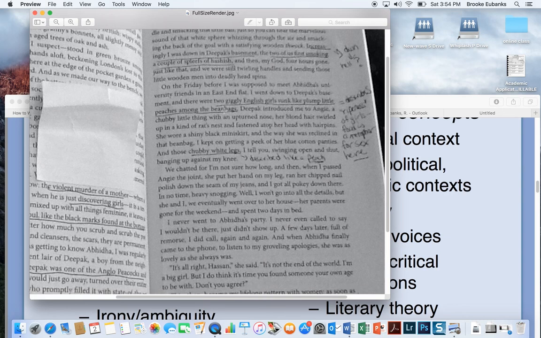He mentions here that he meets two giggly English girls sunk like plump little peaches among the beanbags. I think this is very interesting because, again, peaches, he mentions the way the girls look, and he mentions their plumpness. He says down here they have chubby white legs. All of these could also be used to describe a peach.